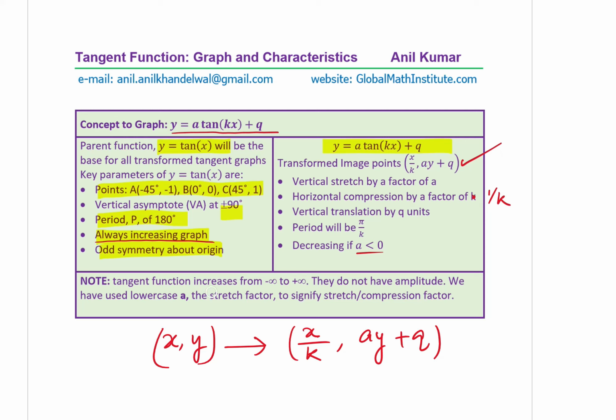Note, the tangent function increases from minus infinity to plus infinity. They do not have amplitude because there is no turning point, right? We have used lowercase a, the stretch factor, to signify a stretch or compression factor. So this lowercase a is being used on purpose. It's not an amplitude. When you look into sinusoidal functions, sine, cosine and all, there we'll use capital A to signify the amplitude for the graph, okay?